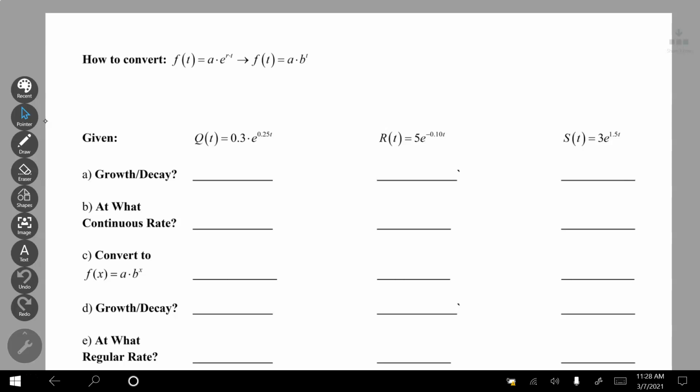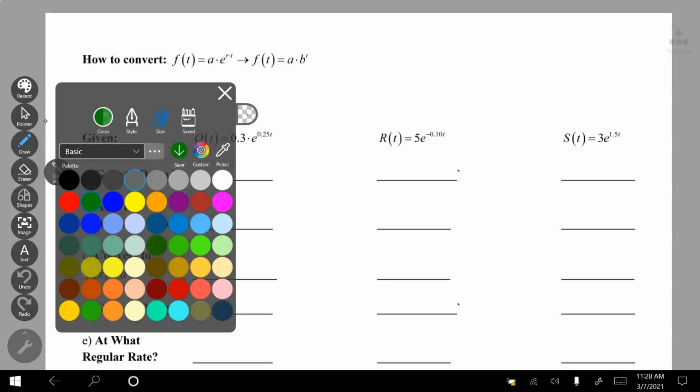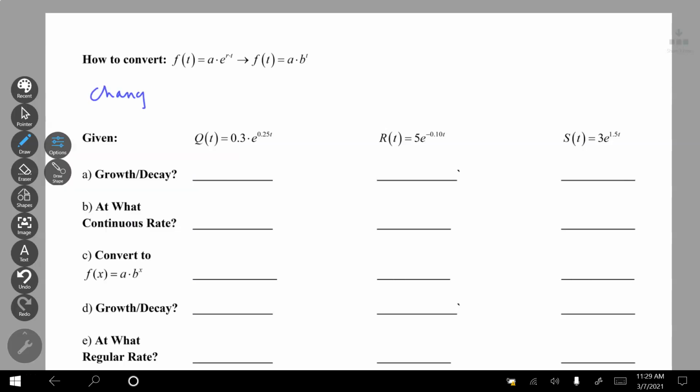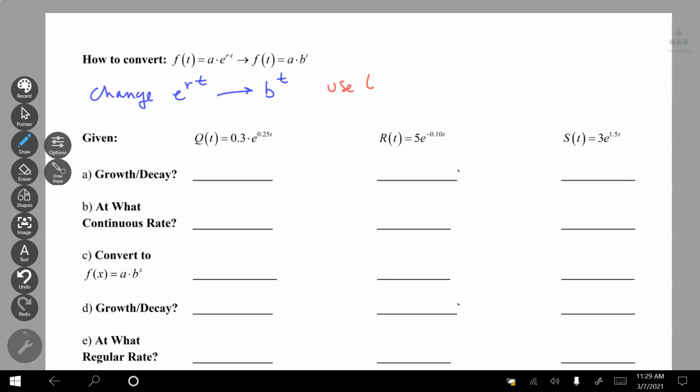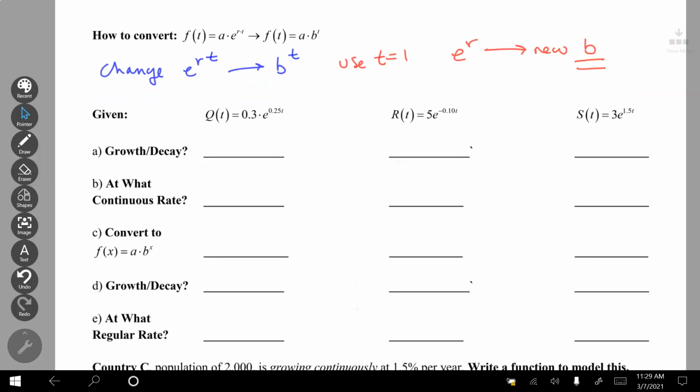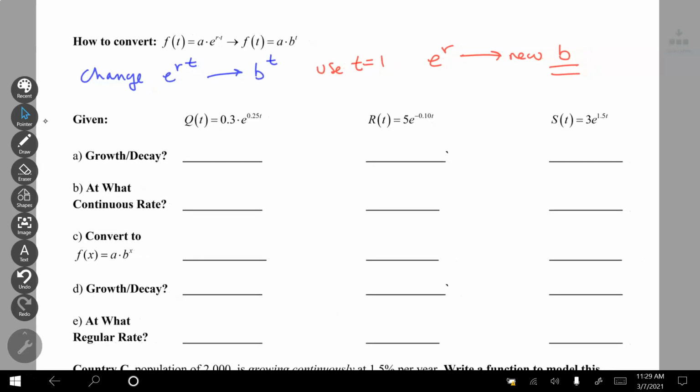As we did yesterday, we worked with the form a times b raised to the t over k, and we changed it to the regular form a times b to the x. Well, we're going to do the same thing here. I need to change e to the rt into b to the t. I'm going to use the same method. I'm just going to use t equals 1. So that means I just do e to the r times 1, or e to the r becomes my new b. That's what we're looking at, and it's a really easy process. You just have to use your calculator. So looking at this problem right here, I'm going to move these up a little bit. I have the very first problem.